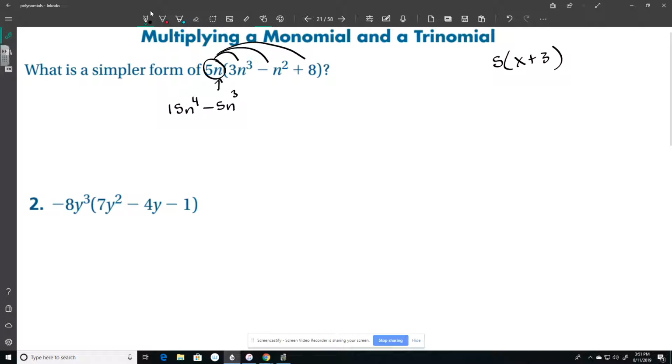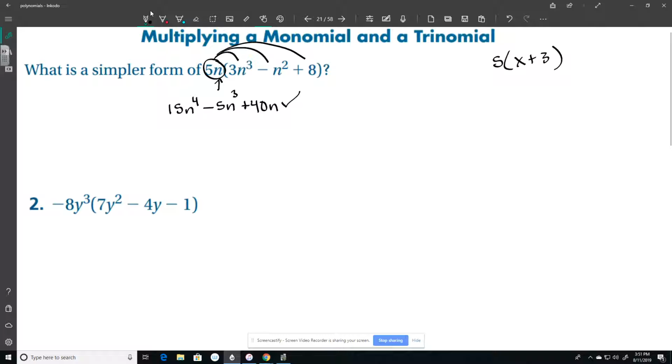And now I take the 5n and I multiply it by a plus 8. So it's going to be positive. 5 times 8 is 40. And n is not being multiplied by anything else. So 15n to the 4th minus 5n cubed plus 40n. That's how I would do it.